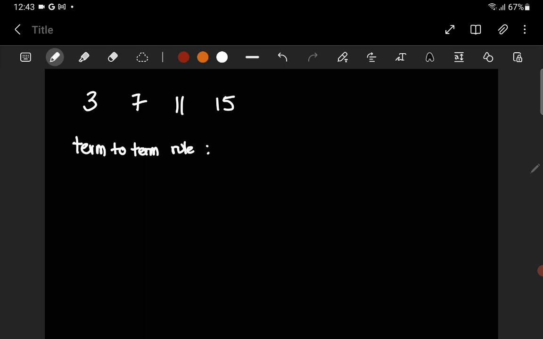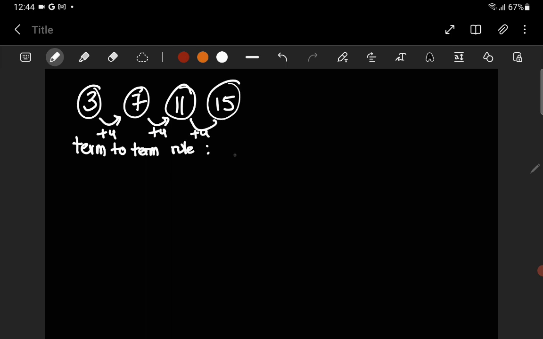So what is the rule applied between two terms, like between 3 and 7? How to make the 3 become 7? Oh, plus it by 4. And then 7 to 11, oh, plus 4. And then 11 to 15, plus 4. So the term to term rule for this number pattern is add 4. Okay? Or, I forgot the ed, added by 4, like this.